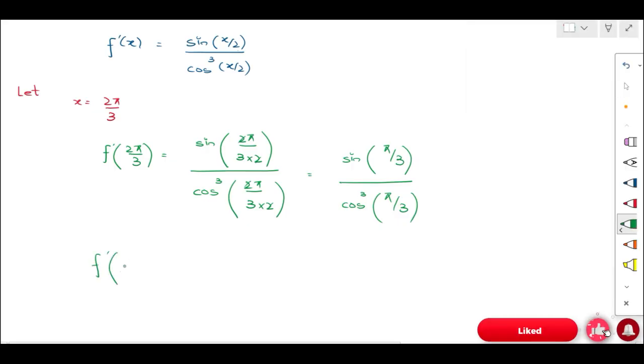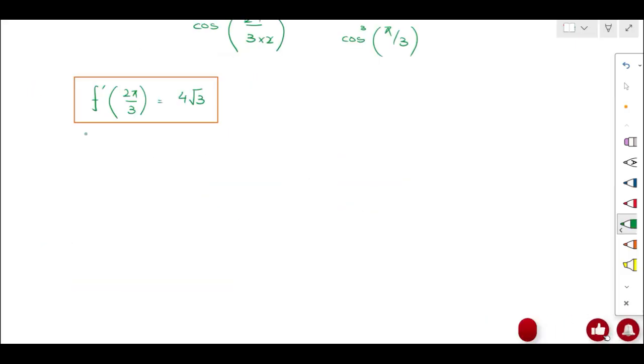So f prime of 2 pi over 3 is equal to 4 square root of 3. So we just need to figure out what is the exact value of the derivative at 2 pi by 3. So its value is 4 pi by 3.